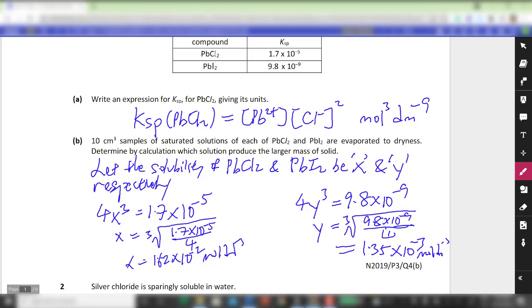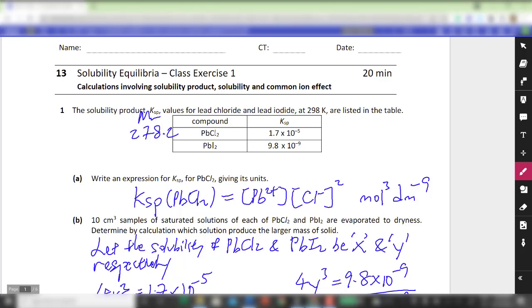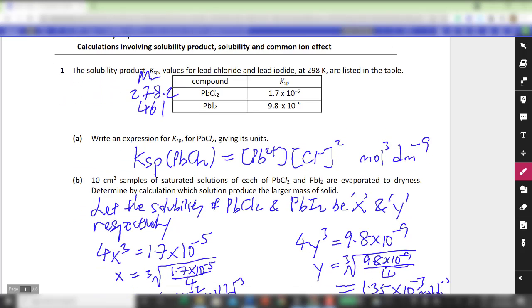Okay, so if we multiply this value by the relative formula mass, in terms of grams per dm cube, we're going to have 1.62 times 10 to the power minus 2 multiplied by the Mr of PbCl2. It should be 207 point something plus 35.5 times 2. You can work it out yourself. You should be able to get 278.2. That's the Mr, and then for PbI2 it will be 461. You should be able to look it up yourself as well.